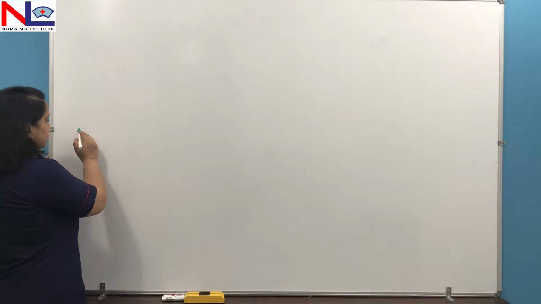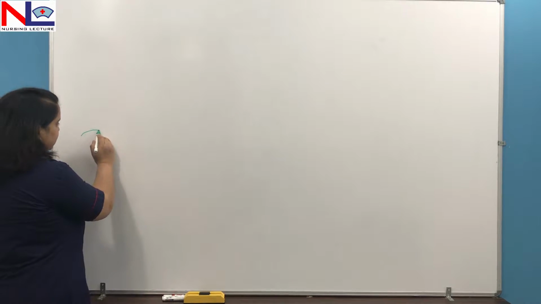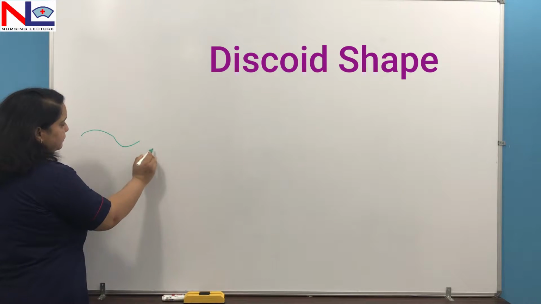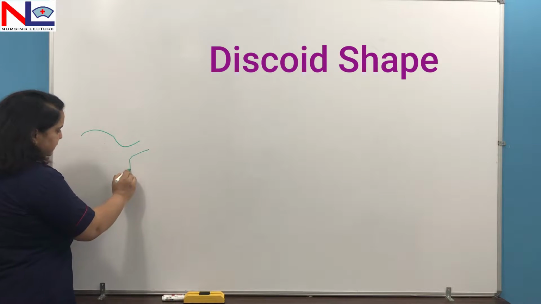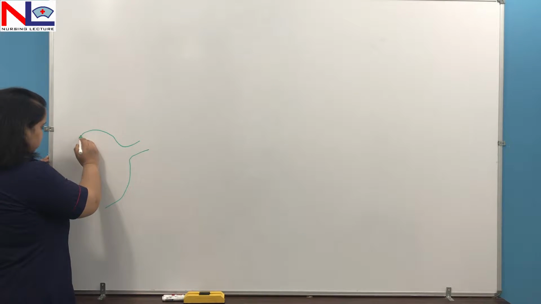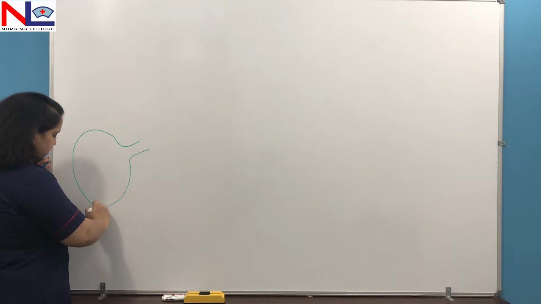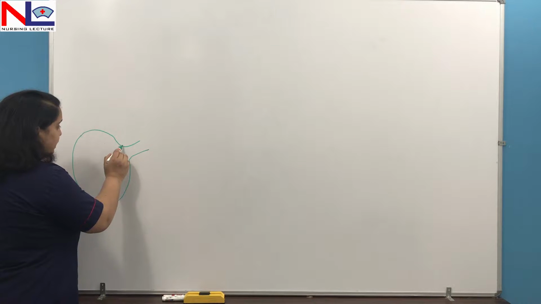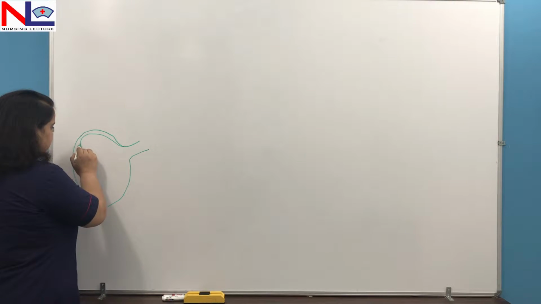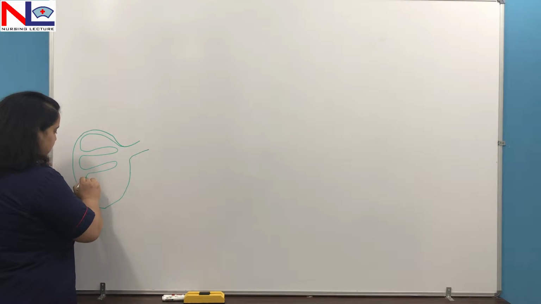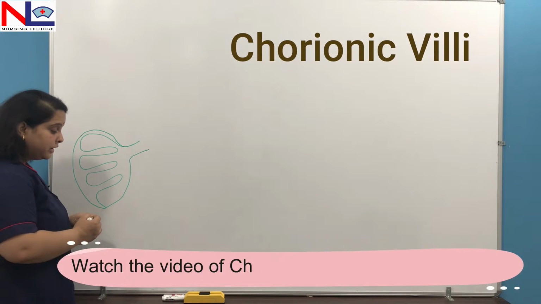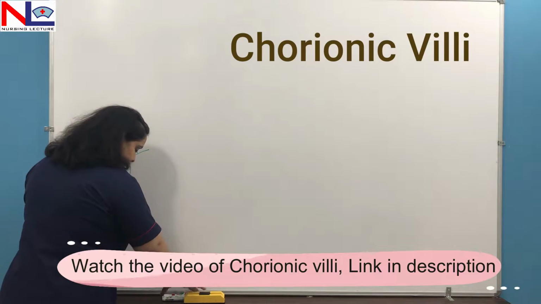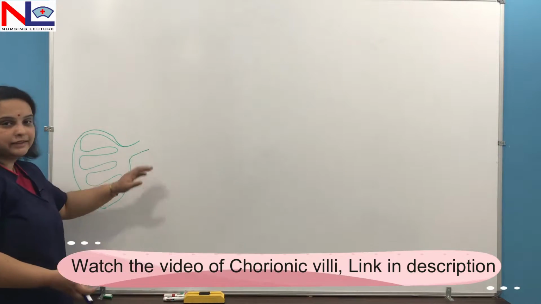And what is the shape of the placenta? It is a discoid shaped structure, right? So here it is, the placenta, which is a discoid shaped structure, and in the placenta there are many finger-like projections. These are known as the structural and functional unit of the placenta, and what are they called? The chorionic villi. Now here it is, the placenta and the cord.